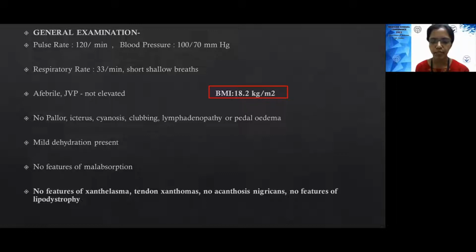She was mildly dehydrated. She had no features of malabsorption. We looked for Bitot's spots and features of vitamin K and vitamin D deficiency, which she did not have. She did not have any features of xanthelasma, tendon xanthomas, no acanthosis, no features of lipodystrophy. We were trying to look for features of hypertriglyceridemia and insulin resistance, as well as other causes for young diabetes.